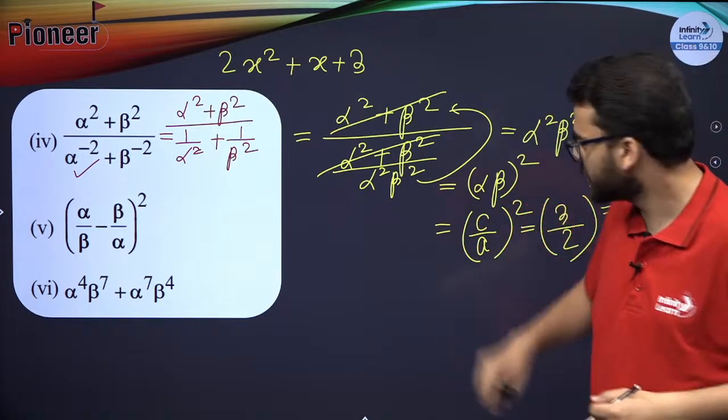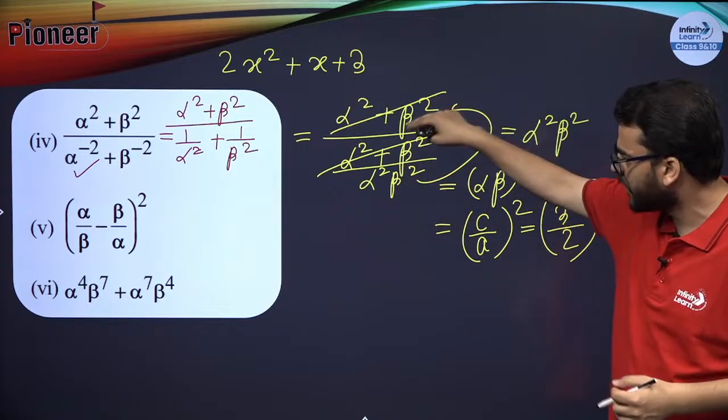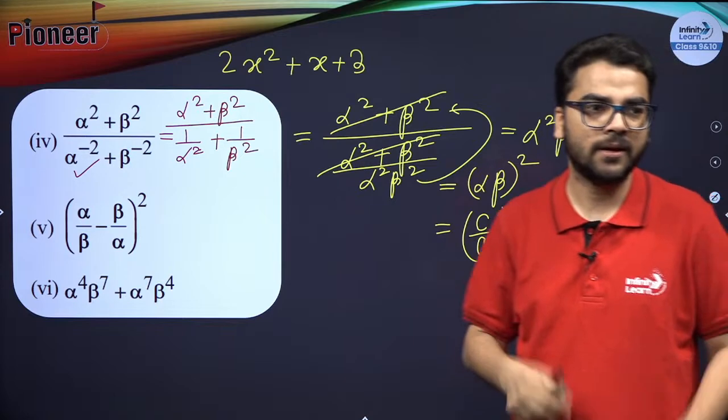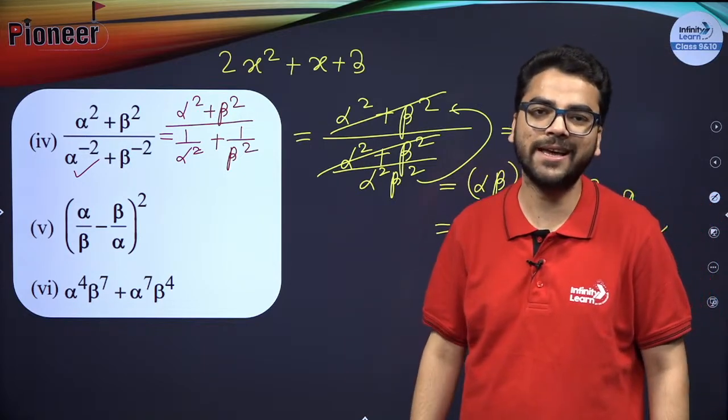Exactly, 9 by 4. You must have done the opposite of it. This will go in the numerator, right? So it will be 9 by 4 only, correct? It's okay, yeah. 9 by 4 is the correct answer.